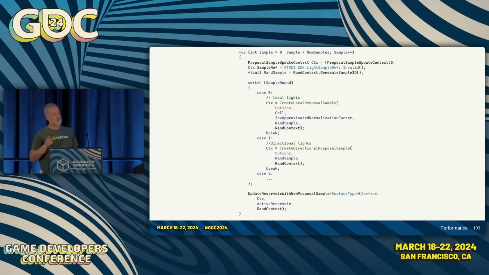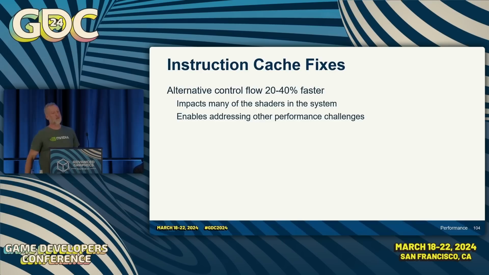But now our random number generation code and our resampling code are at one location each within the loop. And so as long as we don't unroll these loops, we have just one location in the instruction caches for them to be pulled through. And poof, our instruction cache problems are fixed. This is 20 to 40% faster by moving to this state machine-based control flow. And it impacts many of the shaders in our system, and it enables addressing other performance problems that we have.